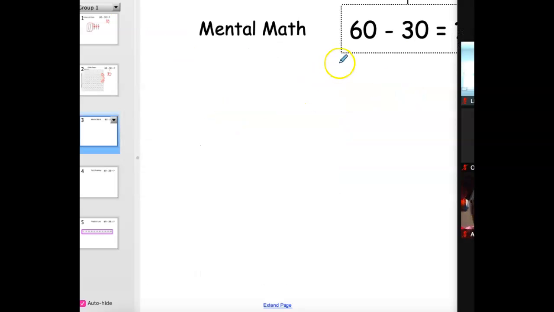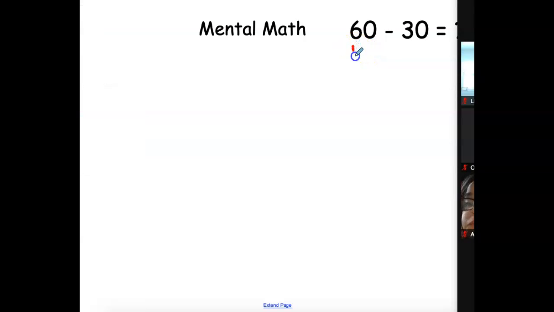Now mental math is when I know if I have zeros in the ones place, I don't have to worry about the ones place. All I can do is do my tens place. 6 minus 3 is much easier to think about than 60 minus 30. What's 6 minus 3? Well, 6 minus 3 equals 3.